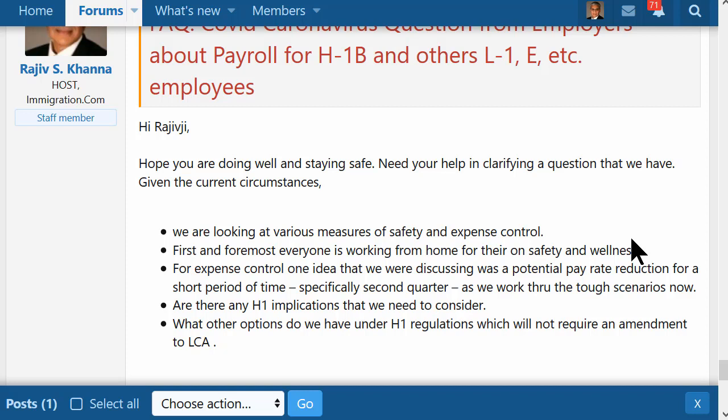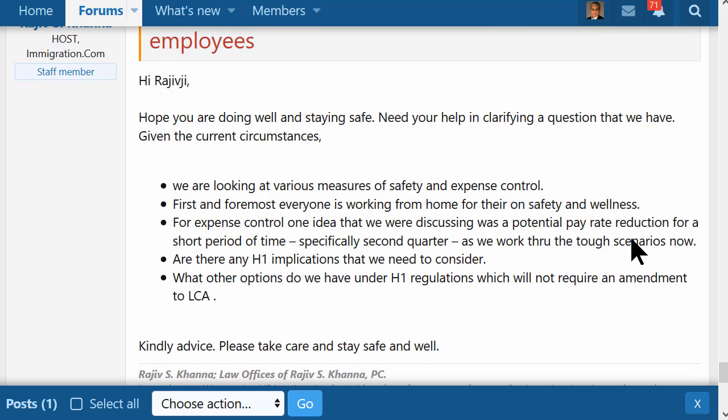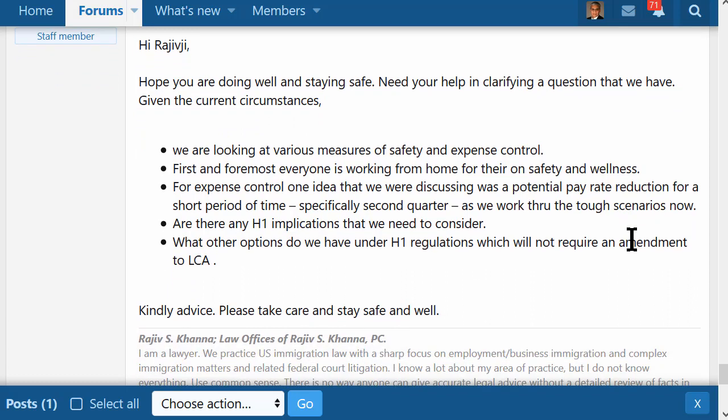So this employer says we are looking at various measures of safety and expense control. First and foremost, everyone is working from home, which is very good. One idea for expense control was potential pay reduction for a short period of time. And as I said, I'm okay with it if it is across the board for everyone. I've covered these questions fairly thoroughly. I'll send them to our employers and see if they have any follow-up questions.